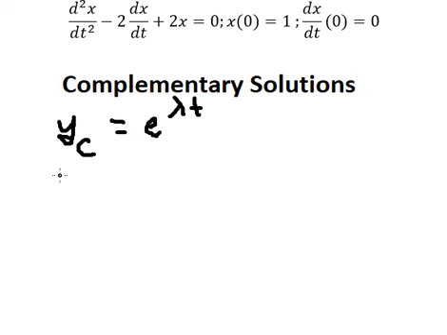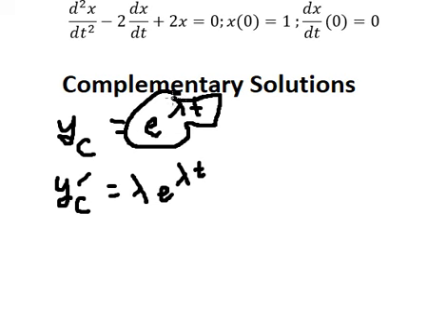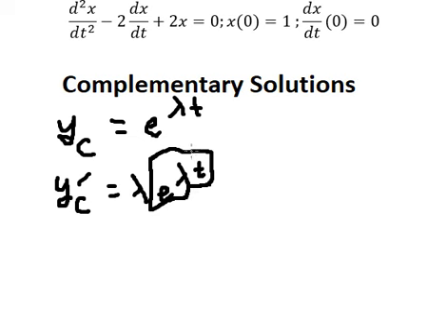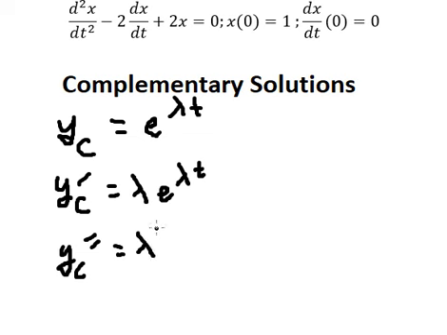After that, we need to do first the derivative of yc, and we have lambda e to the power of lambda t. So if we do first the derivative of this one, we keep the same e to the power of lambda t. After that, we need to do the derivative of lambda t. You get lambda. And now we go to the second derivative of yc, and that is lambda squared e to the power of lambda t.